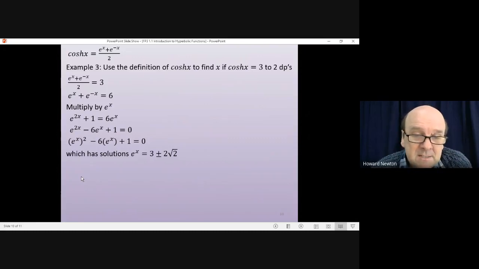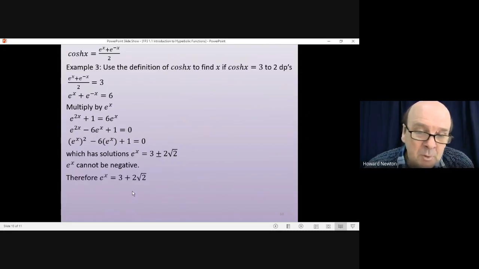e to the x is equal to 3 plus or minus 2 root 2. 3 take away 2 root 2 is a negative number because 2 root 2 is greater than 3. But e to the x cannot be negative, e to the x is always positive. Therefore, there is only one solution, which is e to the x equals 3 plus 2 root 2.